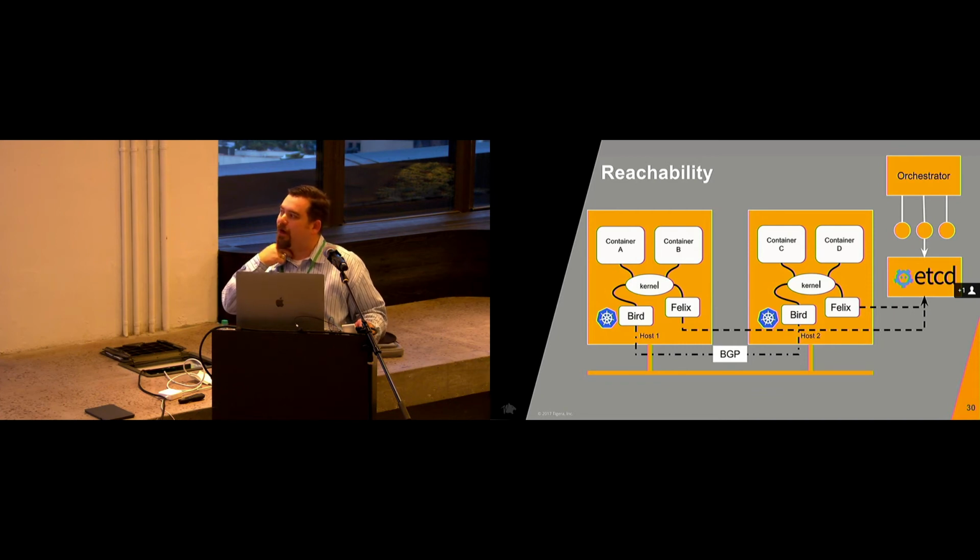Bird, what it does is it primarily listens for other routes. So for example, container A: Felix over here on host 1 knows that container A is there. It wrote a route from the host to container A. Bird is watching that route table and says, I see a new route, so I'm going to advertise this new route to all my peers, and it does so. Bird sees that advertisement, and Bird writes the route to the kernel so that when container C wants to talk to container A, it knows what the route is. And that's how the data is able to be sent across the network fabric to container A.